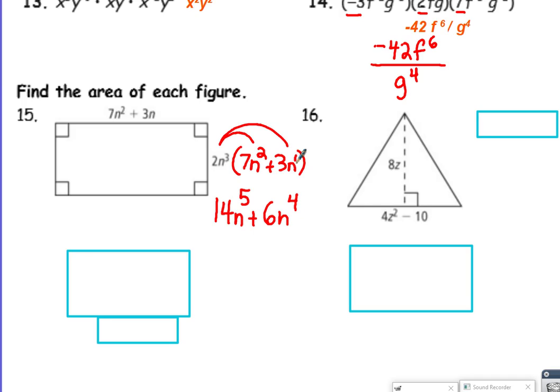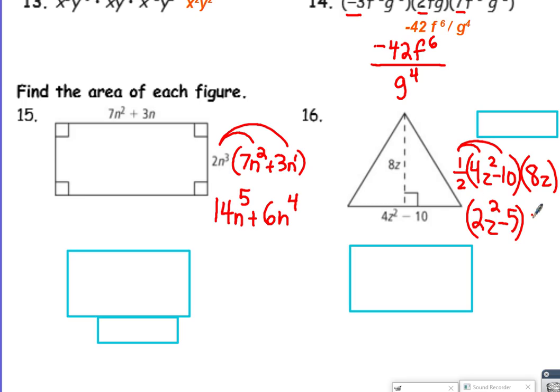And our last one is a triangle. 1/2 base times height. So 1/2 4z squared minus 10 times 8z. I'm going to take half of that first part. So half of 4z squared is 2z squared minus 5. I have to multiply that by 8z.